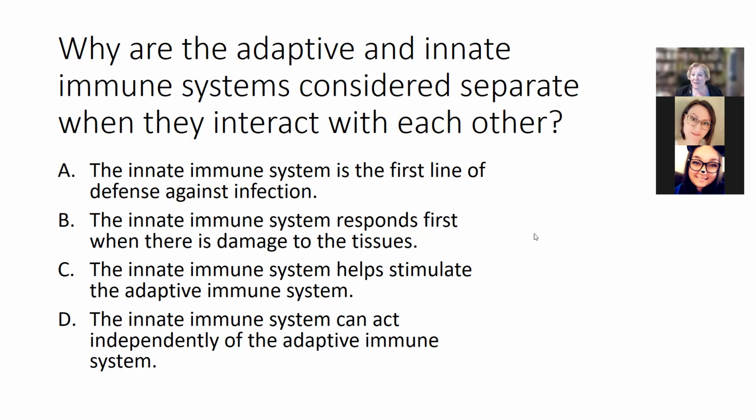We've got a tie for the favorite answer. The innate immune system is the first line of defense against infection, and the innate immune system can act independently of the adaptive immune system. Actually, A is a true statement, but it doesn't answer the question as to why they're considered separate. Because being the first line of defense, maybe it would be integrated in with the second and third line of defense.